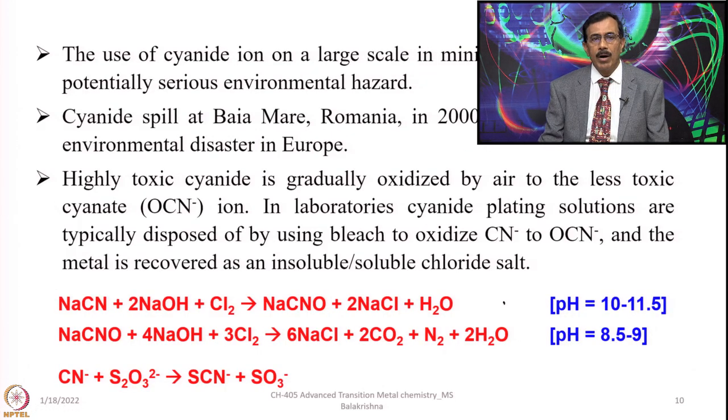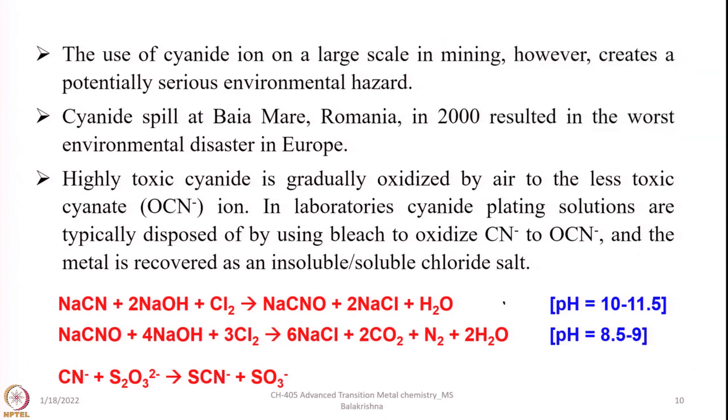The use of cyanide ion on a large scale in mining, however, creates a potentially serious environmental hazard. Cyanide spill at Baia Mare in Romania in 2000 resulted in the worst environmental disaster in Europe. Highly toxic cyanide is gradually oxidized by air to the less toxic cyanate ion. In laboratories, cyanide plating solutions are typically disposed of by using bleach to oxidize cyanide to cyanate, and the metal is recovered as an insoluble or soluble chloride salt.